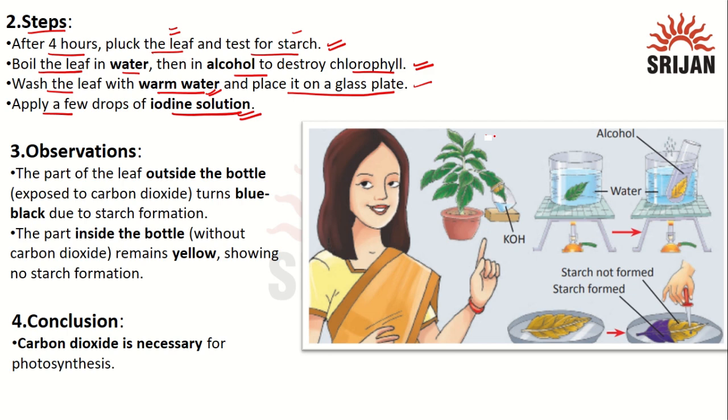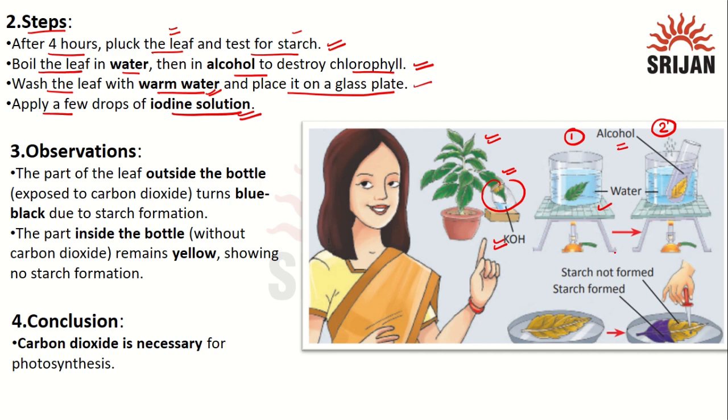As given in the figure, this is the jar in which the leaf is kept half potted. And in the jar, KOH is dissolved. Then we have to take the leaf and boil it in water in the first step. In the second step, we have to boil the leaf in alcohol, which destroys the chlorophyll. Then we have to wash the leaf with warm water and place it on a glass plate. Then we have to put a drop of iodine solution.